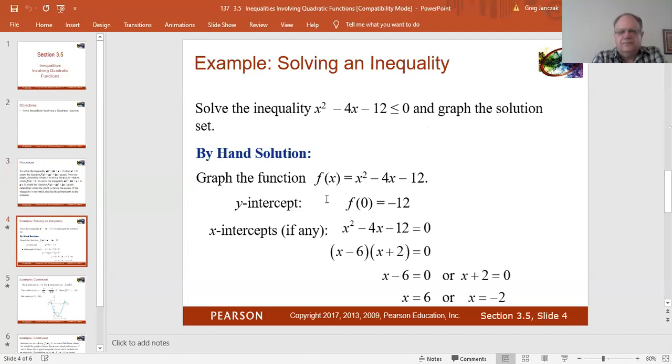So here they looked at, all right, so let's take a look and get a piece of paper. So we're looking at x squared minus 4x minus 12 is less than or equal to 0. Okay, and so here we want to find the x and y intercepts, and then from there we can go ahead and plug it in, and then also we want to find the vertex and find the solution set.